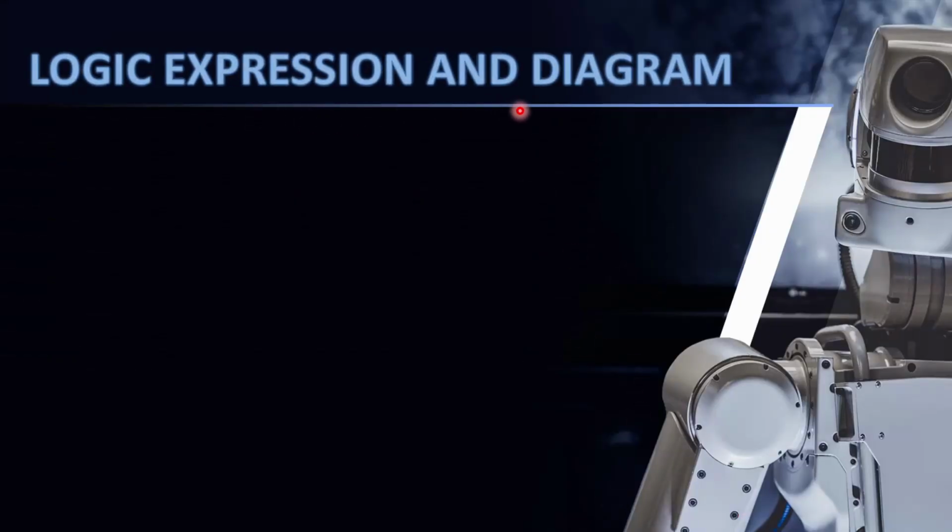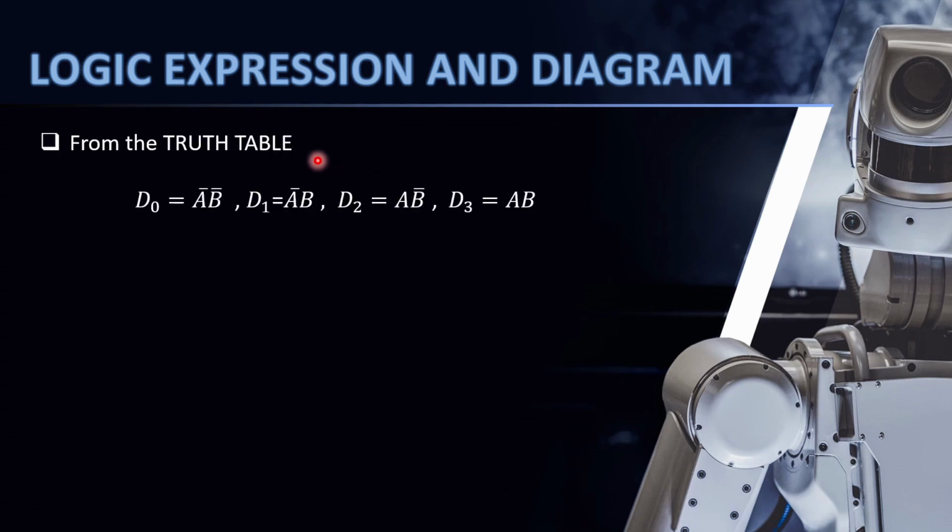Logic expression and logic diagram. From the truth table above, we see that D0 will be A bar, B bar, that is 0, 0. D1 will be A bar, B, that is 0, 1. D2 will be A, B bar, that is 1, 0. D3 will be A, B, that is 1, 1.